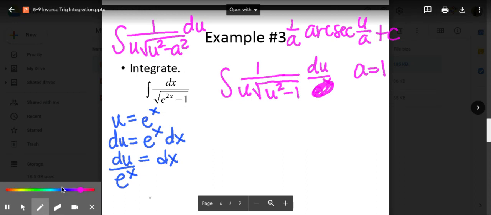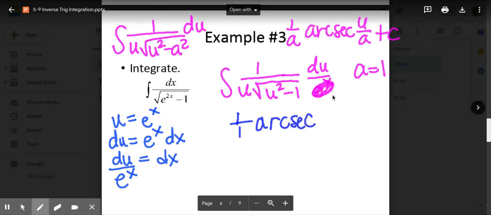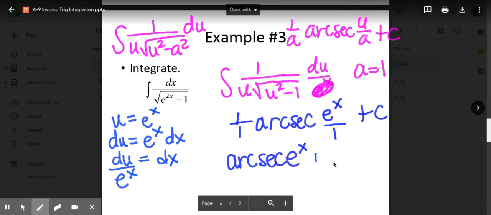I'm going to change to blue. All right, so I'm going to use this rule. So it's 1 over a, a is 1, and then it's arc secant of u over a. So my u is e to the x, so that's e to the x over 1 plus c. So this ends up being simply arc secant e to the x plus c.